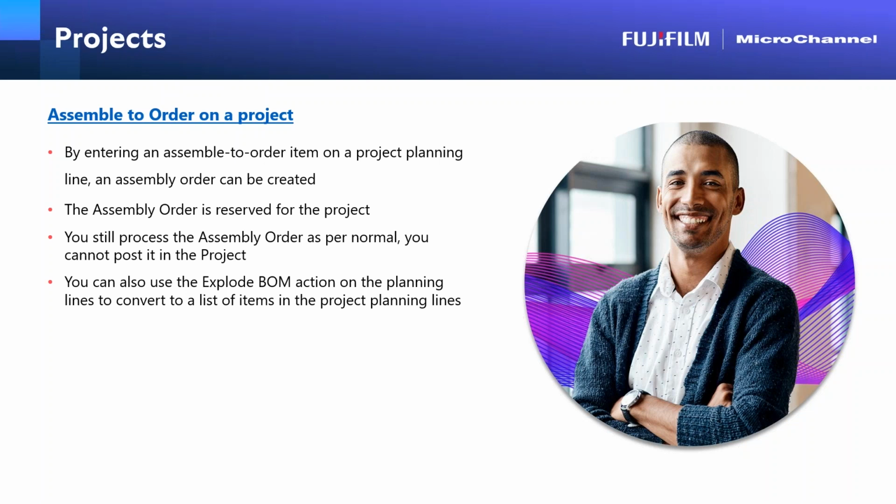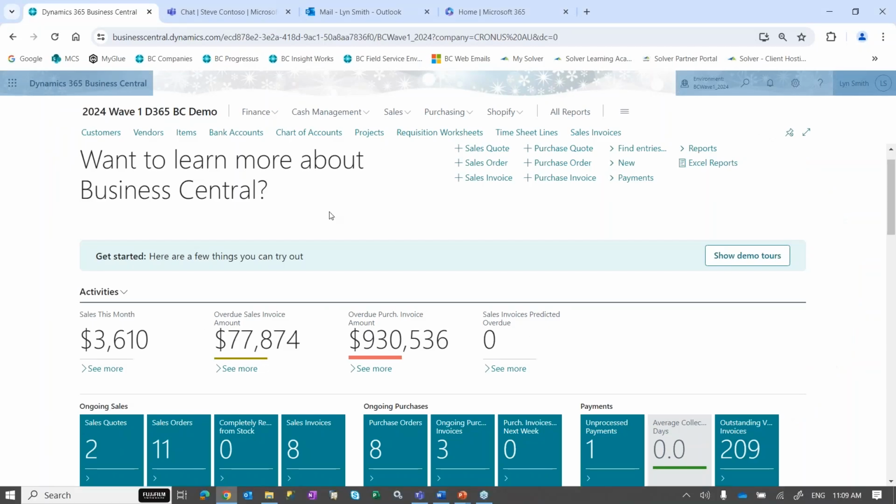You can't actually post it within the project, but just go to the assembly orders and then you can post it and it will be there for you. And you've also got the ability to explode your assembly items out in your planning if we need to do that. So let's go and have a look and see what that's all about.